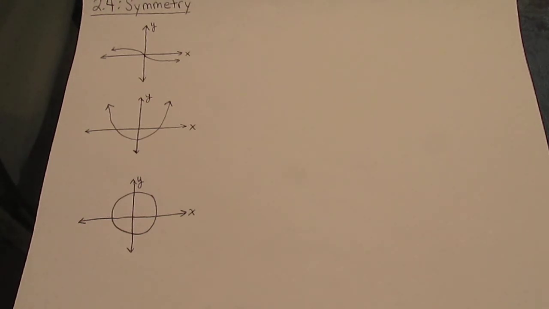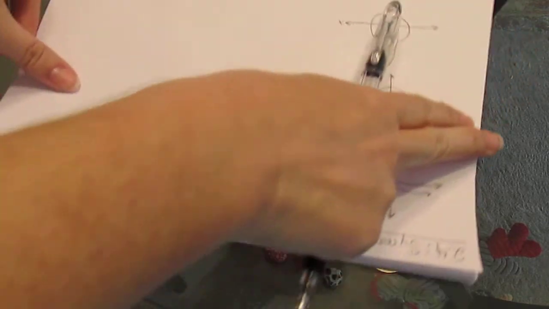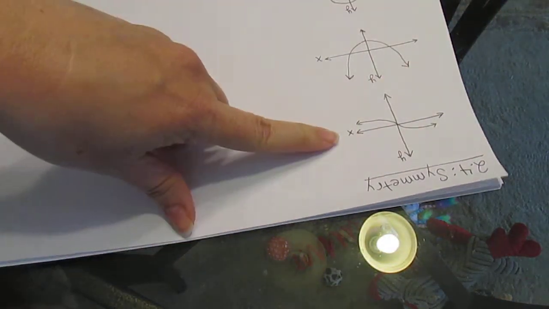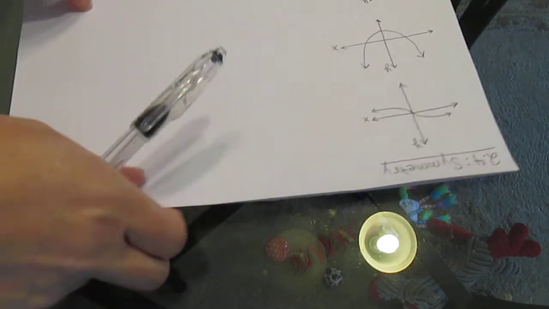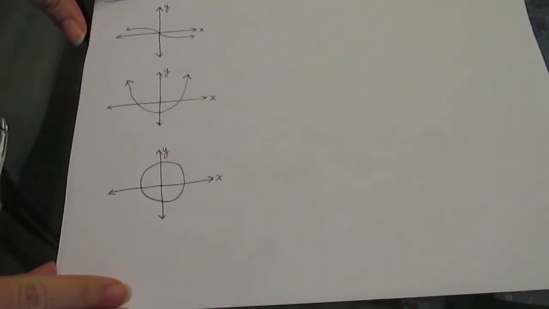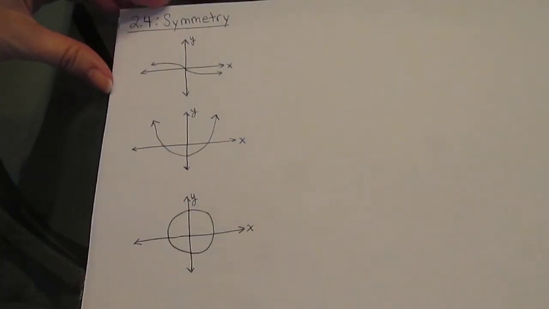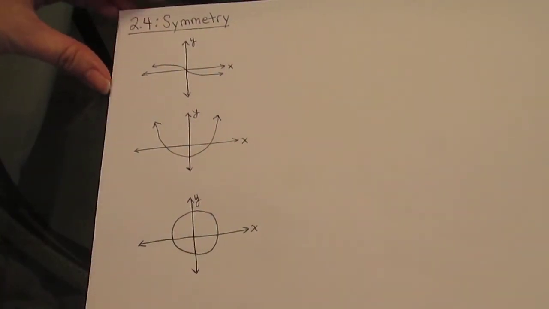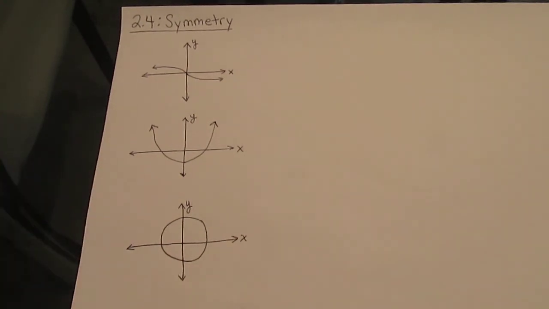Well, this one is symmetric with respect to the origin because you can turn the graph 180 degrees and you get the same graph that you started with. So you can literally turn your graph 180 degrees and see if it's the same graph that you started with to determine if it's symmetric around the origin. Okay, and if it's symmetric with respect to the origin, then you know that the graph is an odd function.